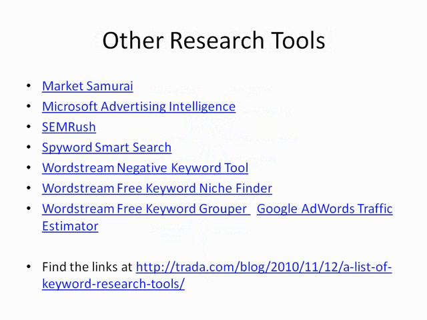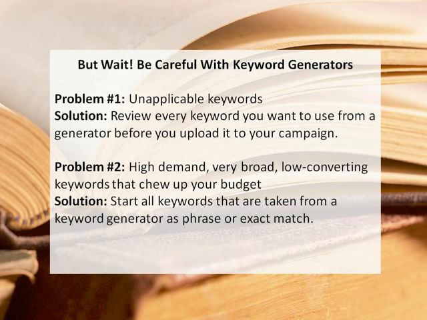What we also wanted to talk about is the problem with keyword generation tools. Don't let the machines do all the work for you. When I first used a keyword generation tool, when I was getting started with paid search, and it gave me a bunch of terms, I wanted to use them all, and Dan told me if paid search was that easy, anyone could do it. So the first problem with keyword generation tools is you're going to get inapplicable keywords. The solution to that is there's no easy way around it. You have to review every keyword you want to use from a generator before you upload it to a campaign.